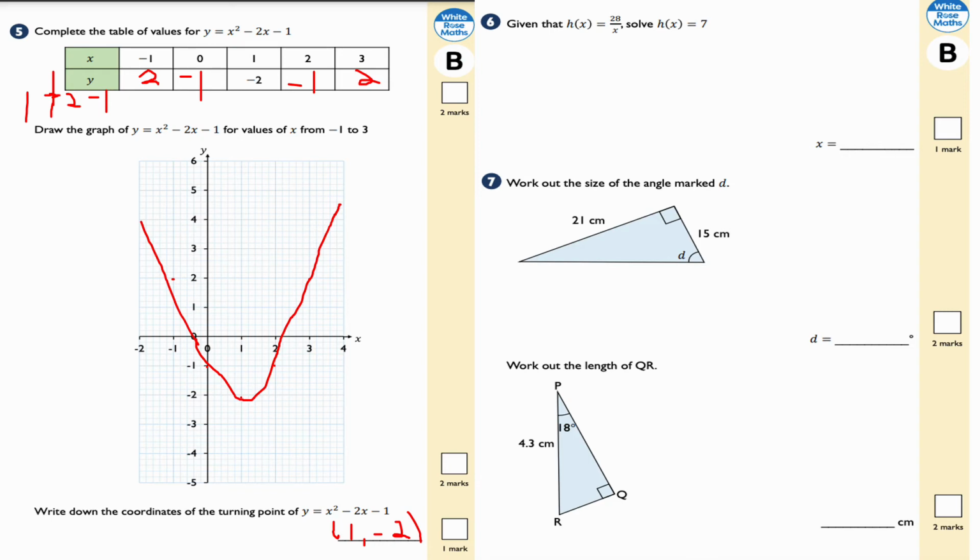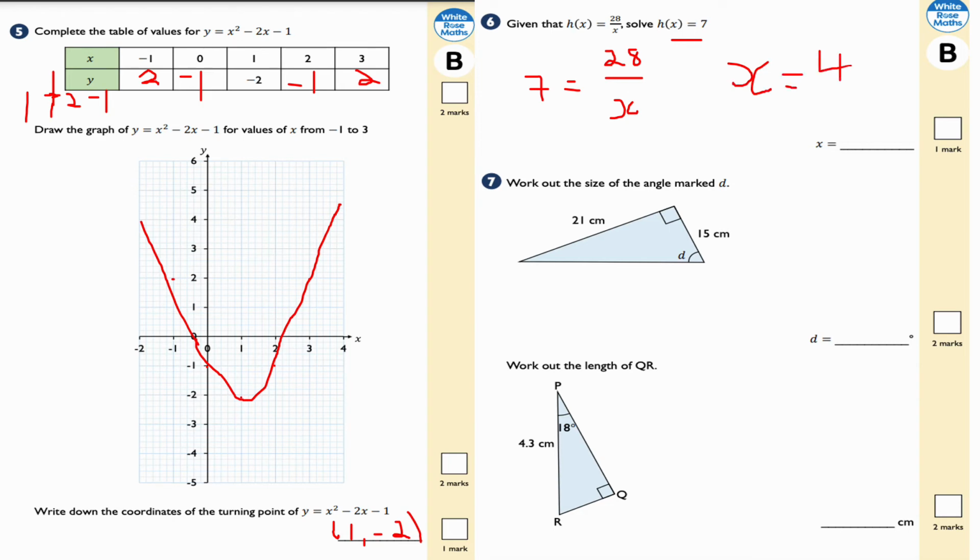Okay, question number 6. Given that h of x equals 28 divided by x, solve h of x equals 7. Well, 7 is equal to 28 divided by x. So 28 divided by something is equal to 7. x is equal to 4, because 28 divided by 4 is 7.